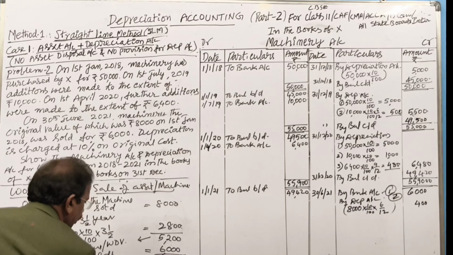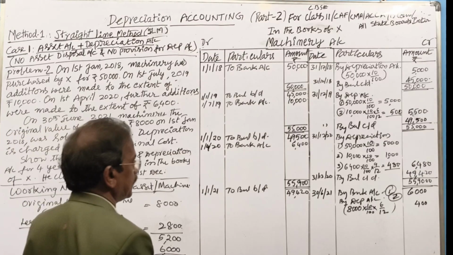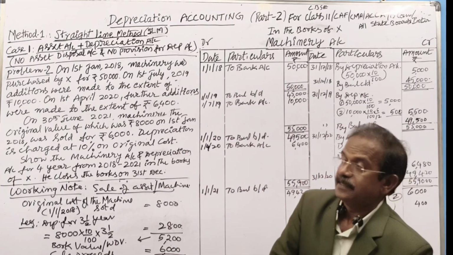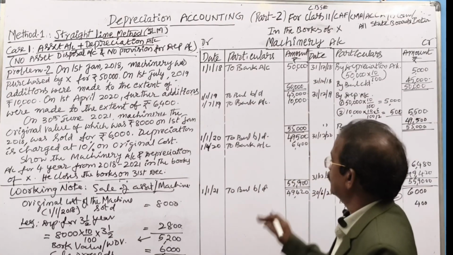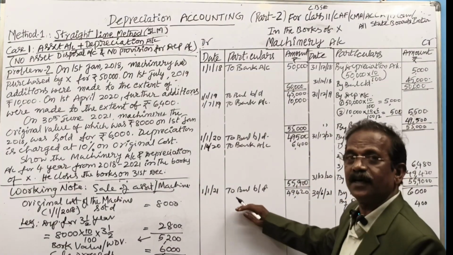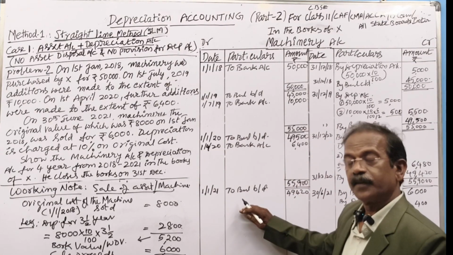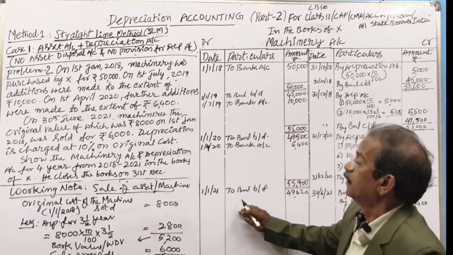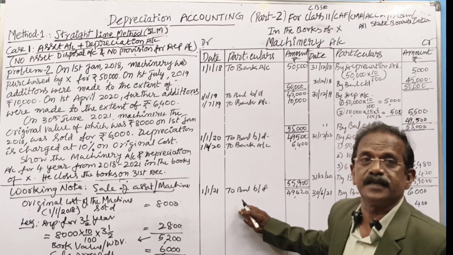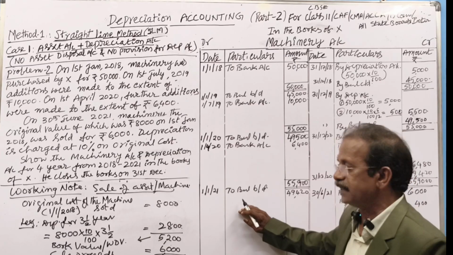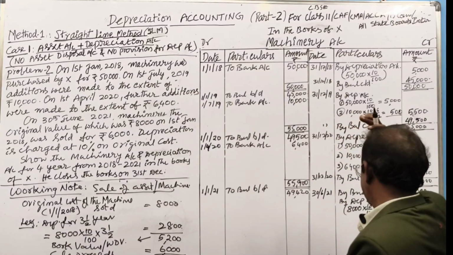Why did we make the profit on this asset? Because the asset value increased. Since it increased by 800, we have to write it on the debit side. Already I have told you in the beginning itself: when asset value increases, you should write on the debit side. When asset value decreases, you should write on the credit side.